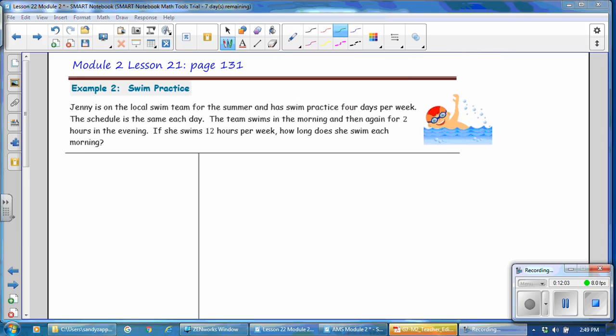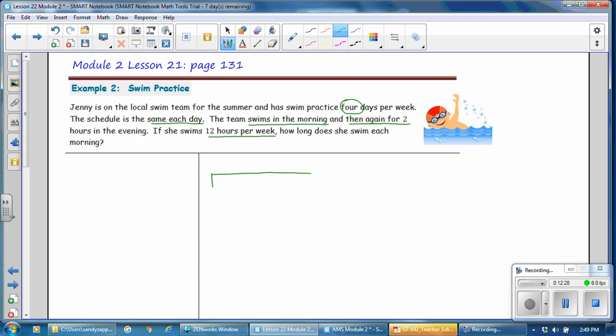For example 2, swim practice. Jenny is on the local swim team for the summer and has swim practice 4 days a week. The schedule is the same each day. The team swims in the morning and then again for 2 hours in the evening. She swims a total of 12 hours per week. How long does she swim each morning? So let's go ahead. We're going to solve this using a bar diagram as well as an equation.